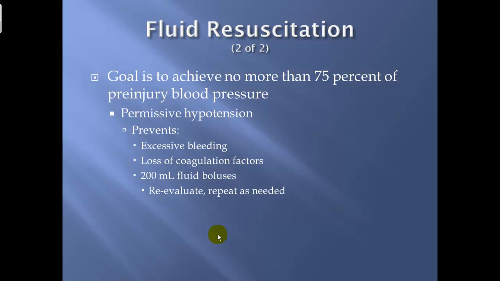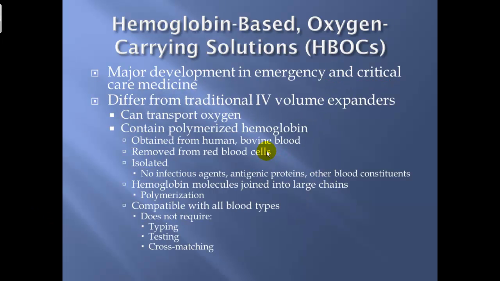Goal is to achieve no more than 75% of the pre-injury blood pressure. We allow permissive hypotension. This prevents excessive bleeding and loss of coagulation factors. Give 200 ml fluid boluses, reevaluate, and repeat as needed. 75% of their normal blood pressure.